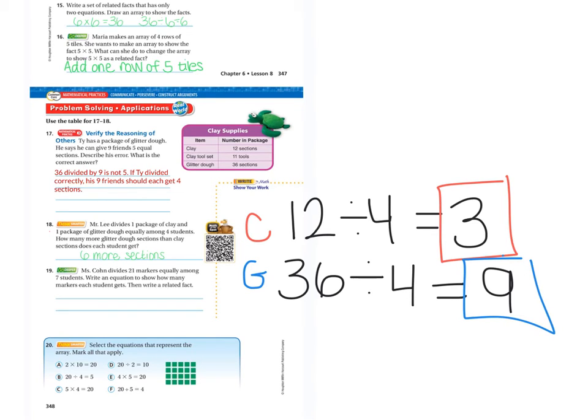Okay, we are still not done. You really had to read carefully in order to give the correct answer. It says, how many more? Remember, that means subtract. How many more glitter dough sections than clay sections does each student get? Well, 9 minus 3, we're subtracting because it says how many more. Those are keywords for subtracting. 9 minus 3 is 6 sections.